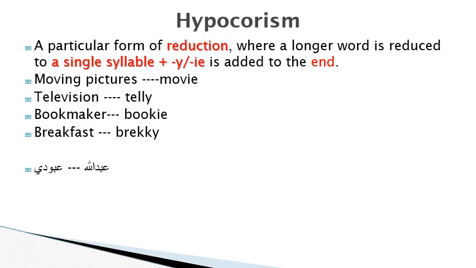Hypocorism is a particular form of reduction where a longer word is reduced. We have the original word, and we are going to shorten it. Then we are going to add the syllable y or ie to the end of the word. For example, moving pictures, we are going to have mov from the first word and add ie to it. We are going to say movie.